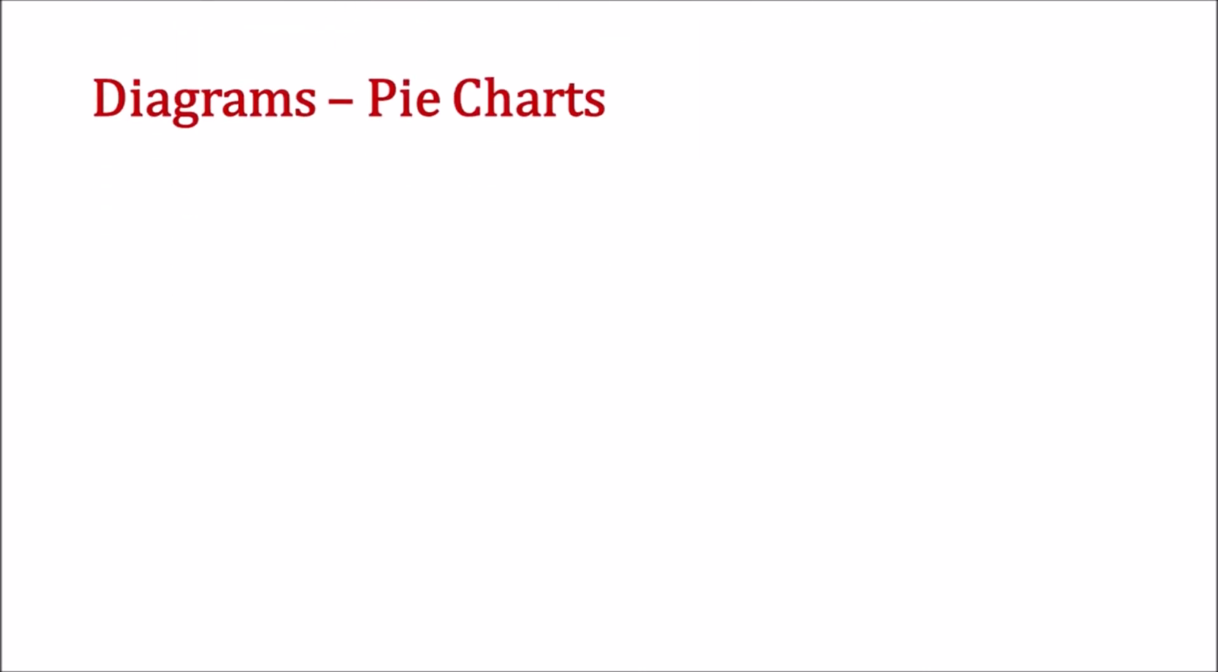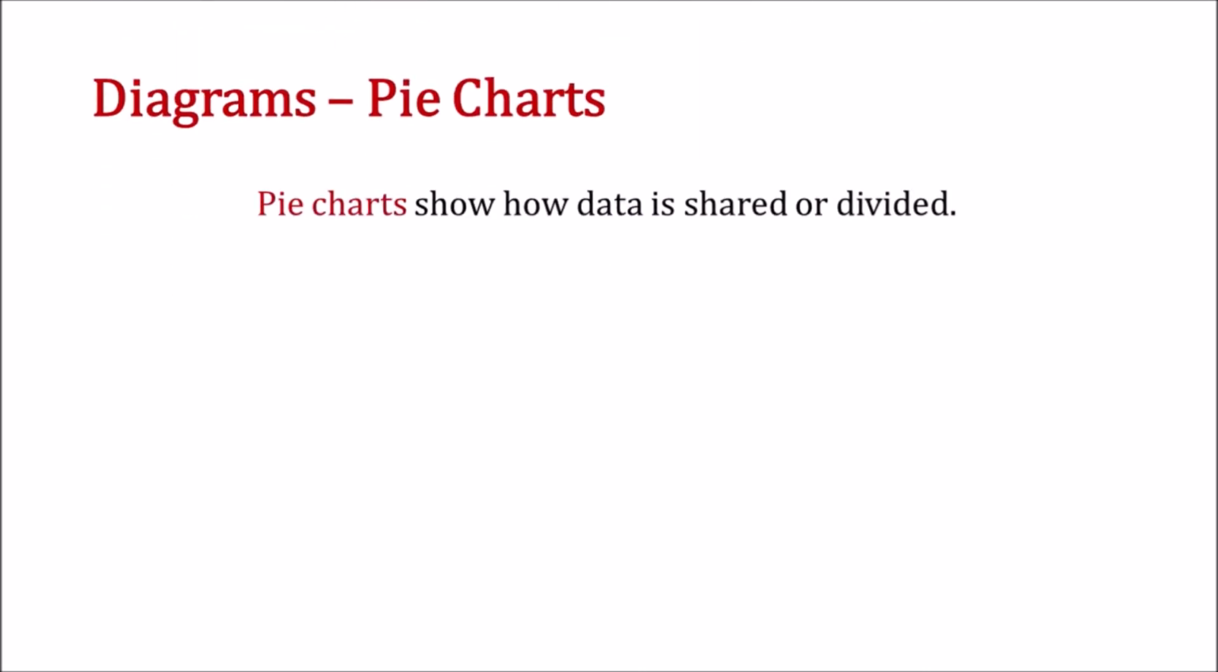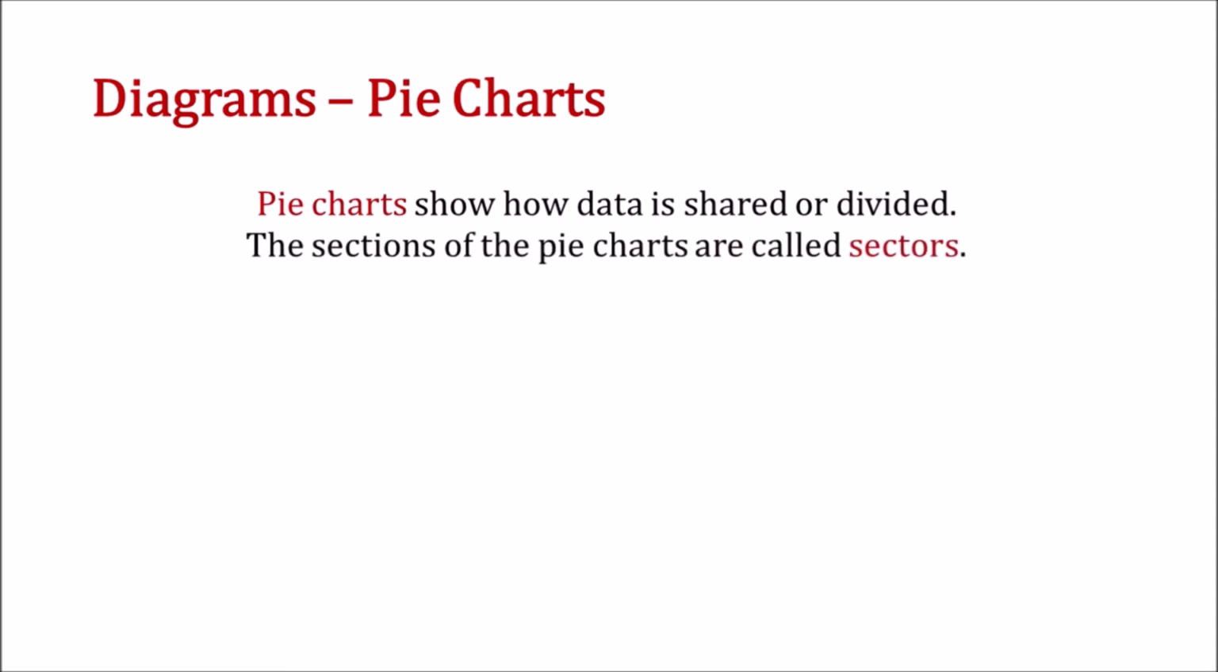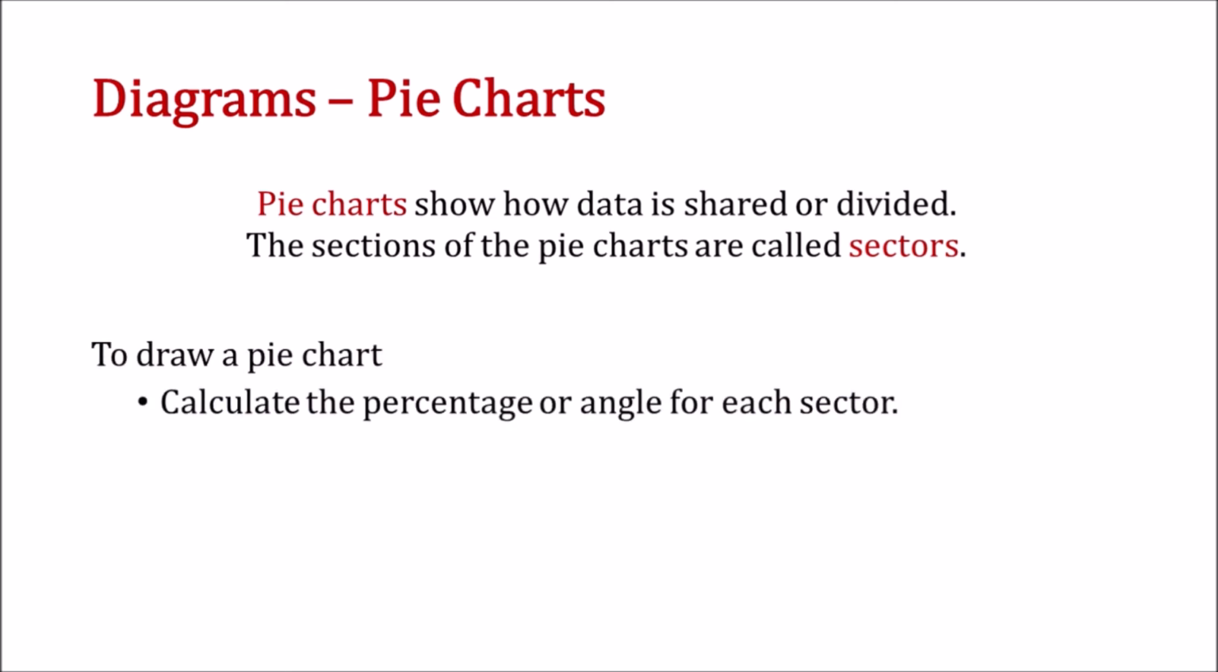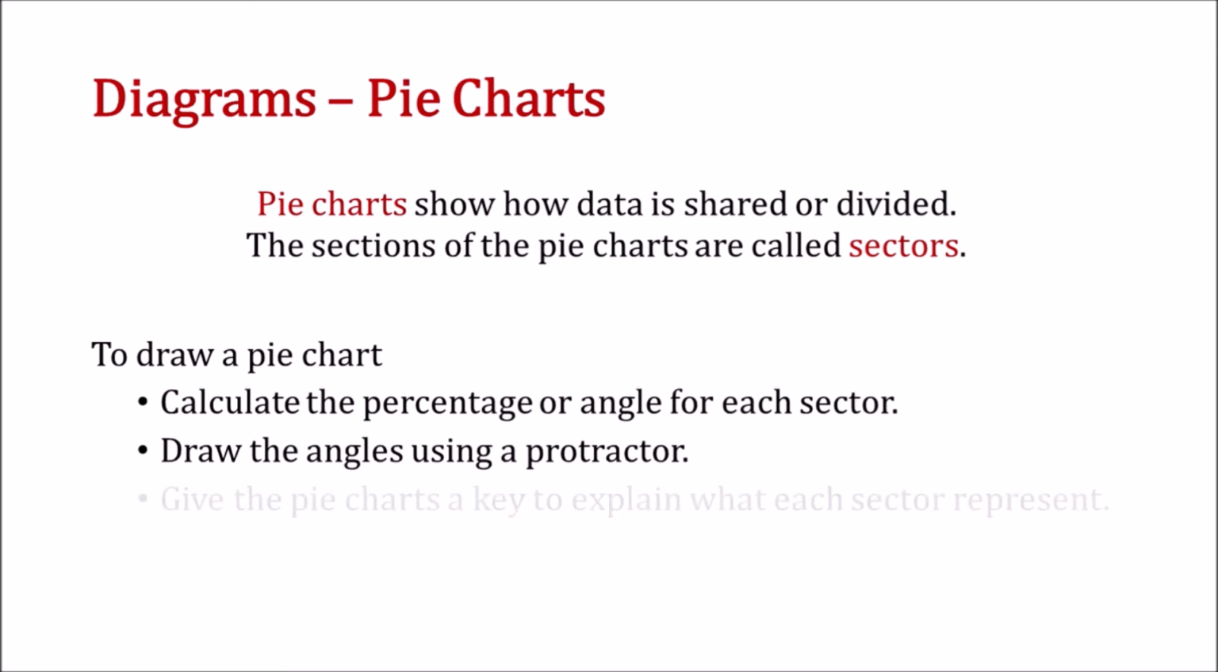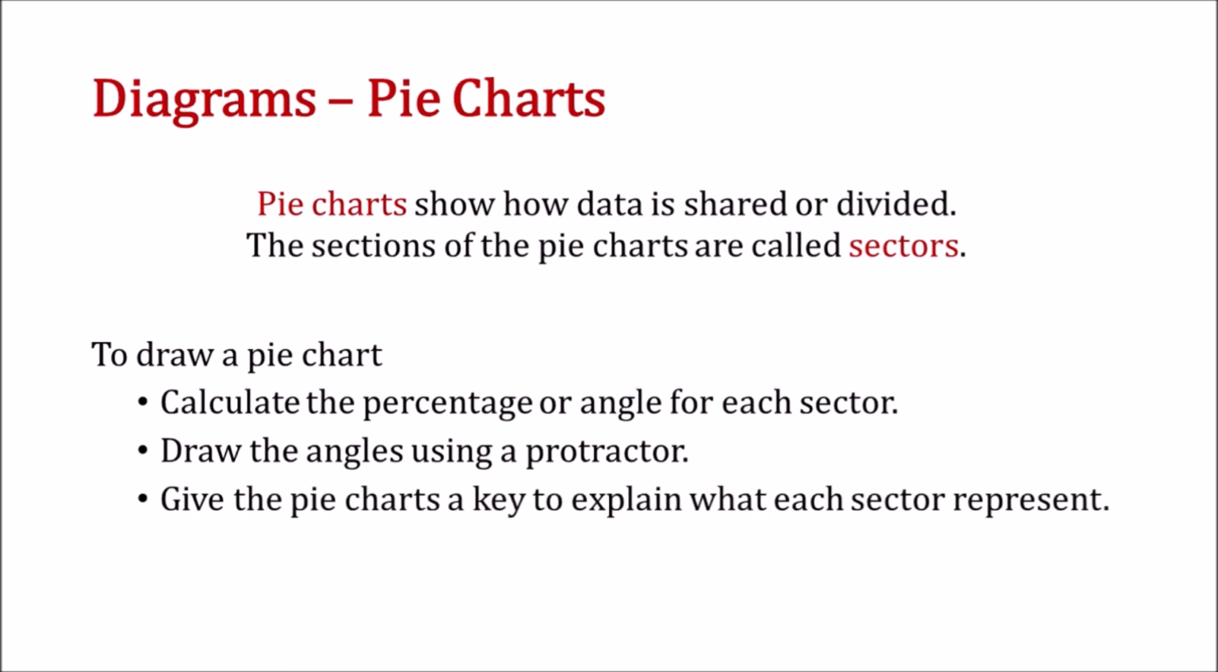The second diagram is the pie chart. Pie charts show how data is shared or divided. The sections of the pie chart are called sectors. There are 3 steps to draw a pie chart. First, calculate the percentage or angle for each sector. Draw the angles using a protractor. And give the pie chart a key to explain what each sector represents.